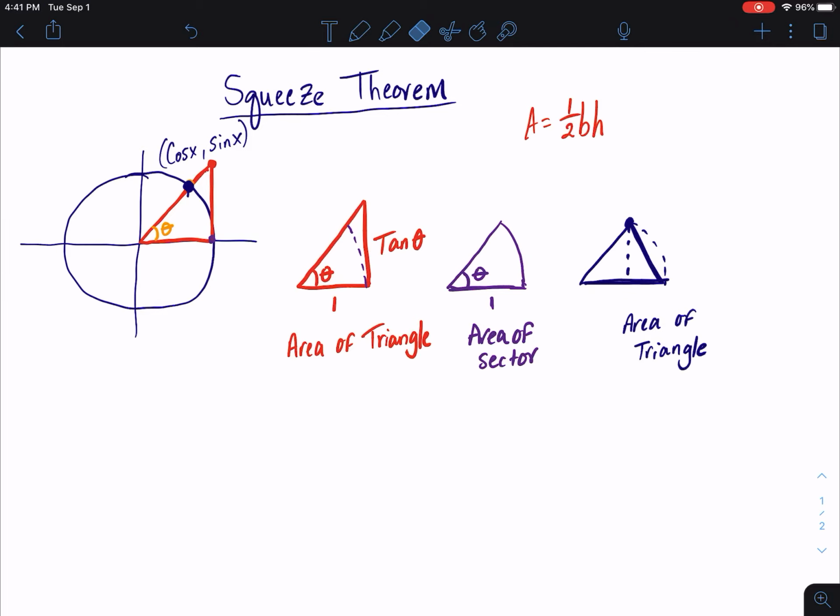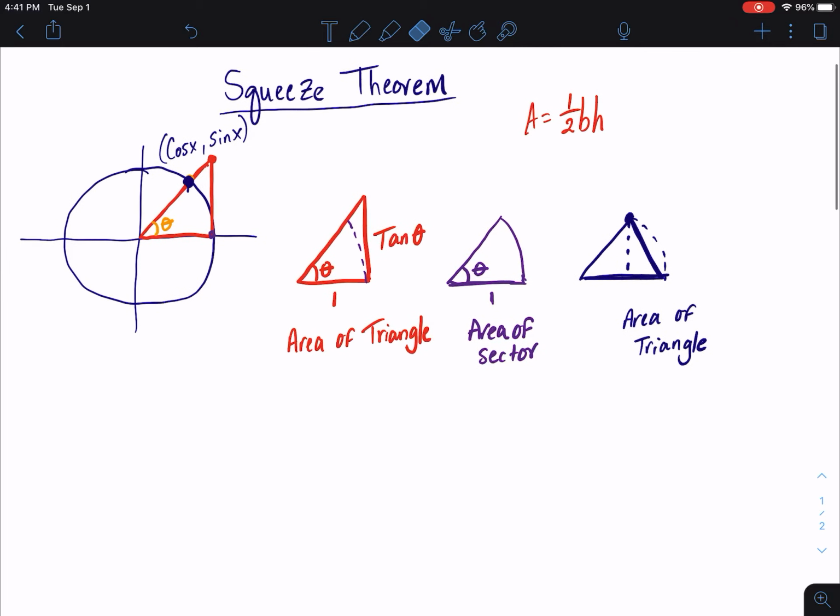Okay, so we're going to talk about the squeeze theorem. And so we have this picture, and we're going to picture that this is our unit circle. And then we have a little coordinate plane. So when we're talking unit circle, this point right here is going to be (1, 0), which is going to make this 1.